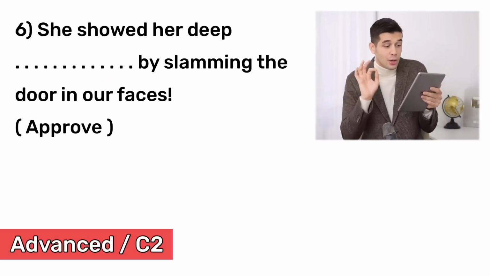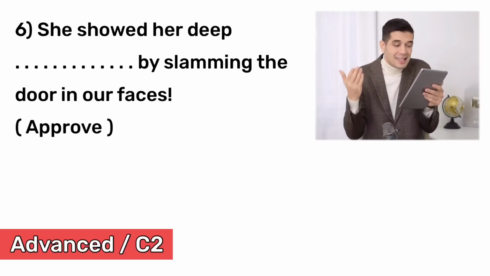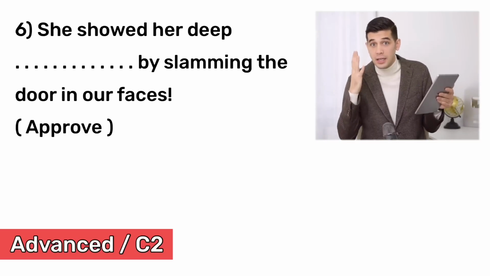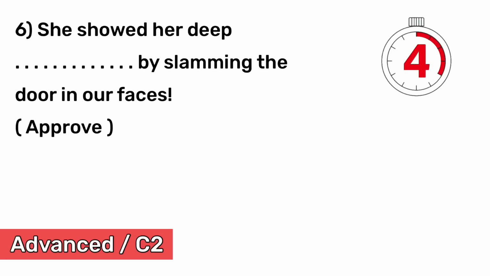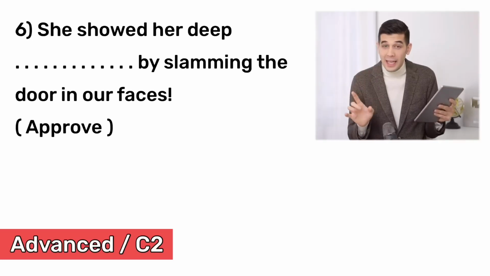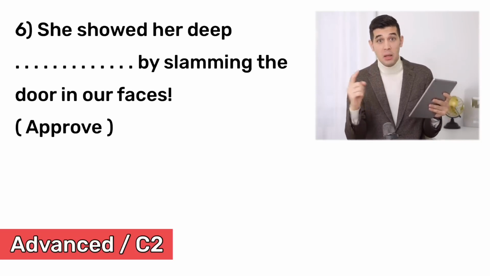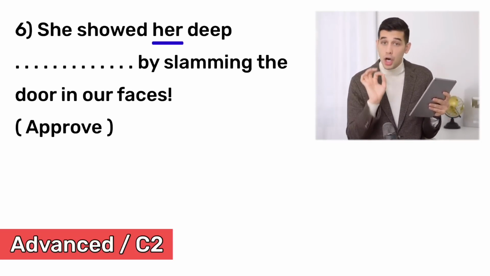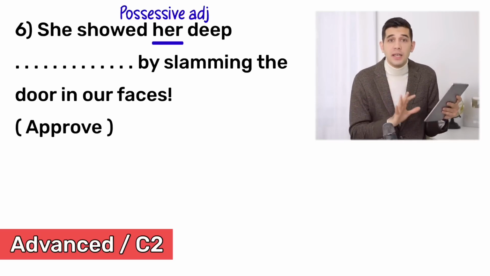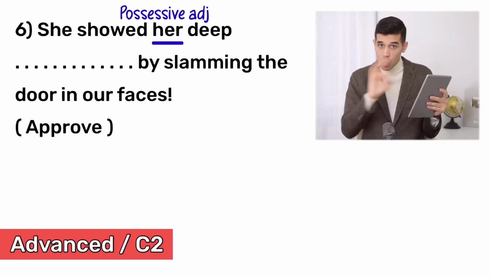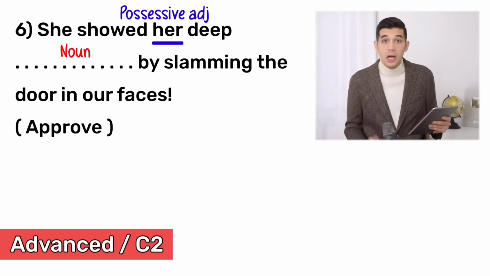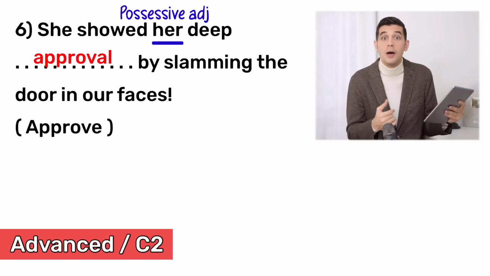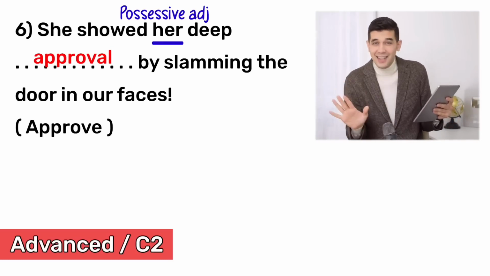She showed her ___ deep by slamming the door in our faces. And the word is approve. Okay, what do we need in the gap? Before the gap, we have her, which is a possessive adjective. So after her, we expect a noun. What is the noun of approve? Approve is a verb. What is the noun? Approval. But that's not the answer.